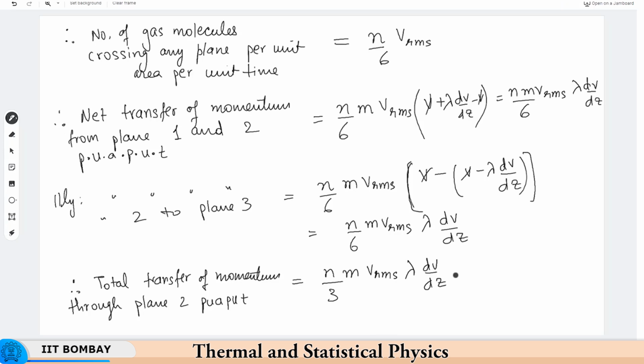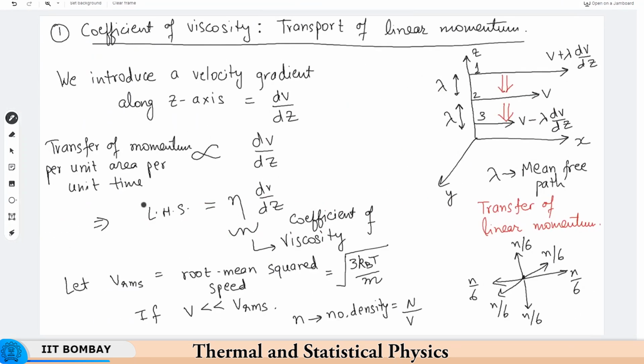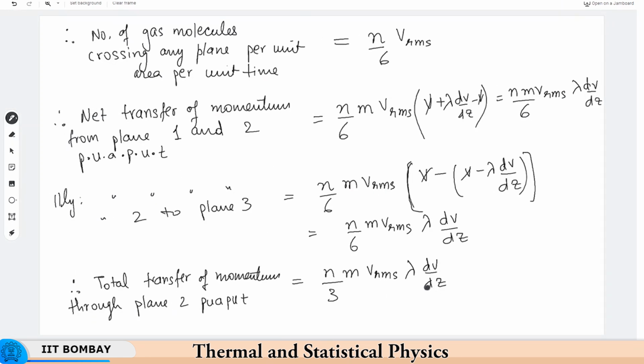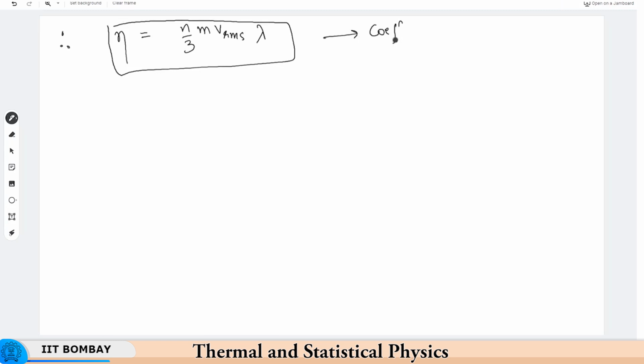So then what will be the coefficient of viscosity? Remember, the coefficient of viscosity is nothing but the transfer of momentum per unit area per unit time divided by the magnitude of the velocity gradient. So eta simply becomes this term divided by dV by dz, which is n by 3 times m times Vrms times lambda. So dV by dz gets cancelled out, and this is the coefficient of viscosity.